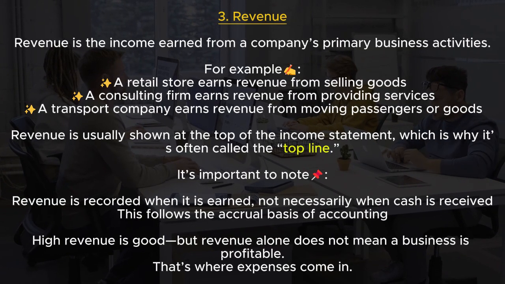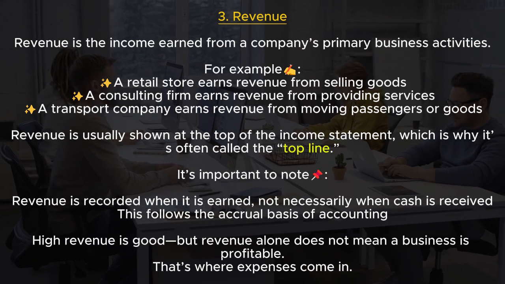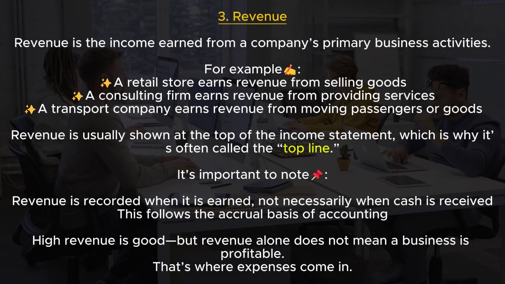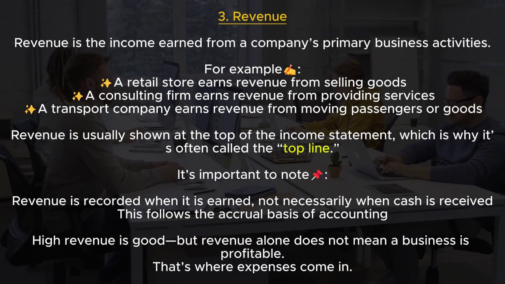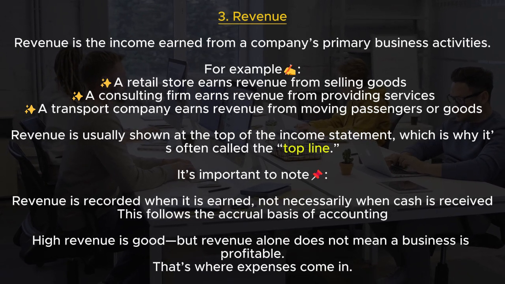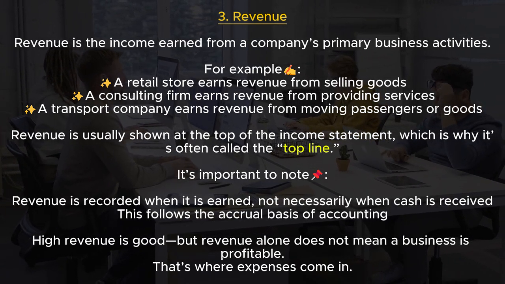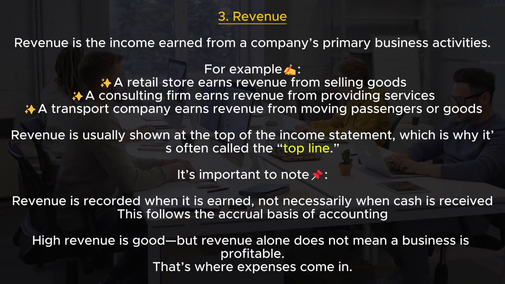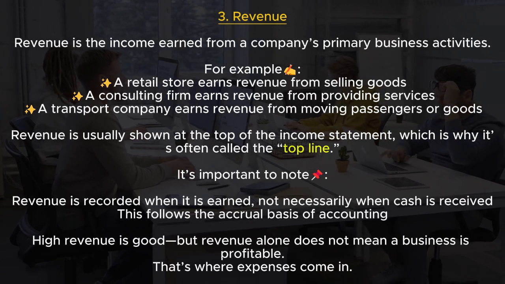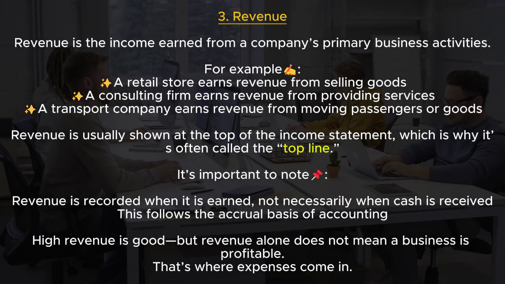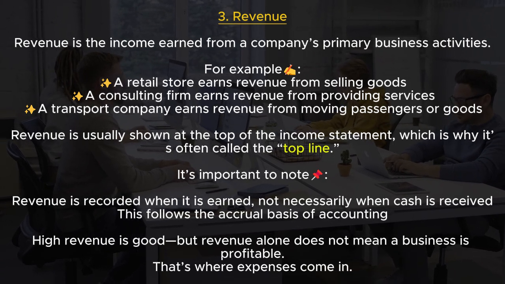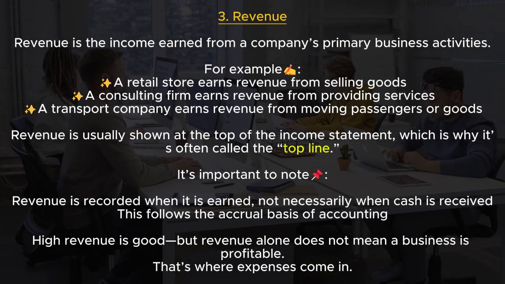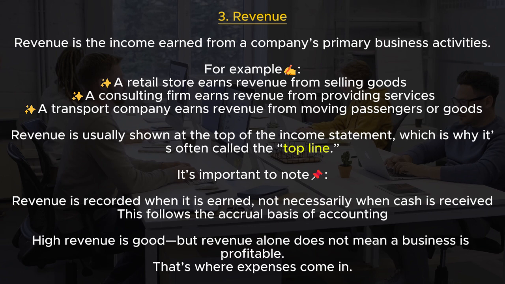Revenue. Revenue is the income earned from a company's primary business activities. For example, a retail store earns revenue from selling goods. A consulting firm earns revenue from providing services. A transport company earns revenue from moving passengers or goods. Revenue is usually shown at the top of the income statement, which is why it's often called the top line. It's important to note, revenue is recorded when it is earned, not necessarily when cash is received. This follows the accrual basis of accounting. High revenue is good, but revenue alone does not mean a business is profitable. That's where expenses come in.